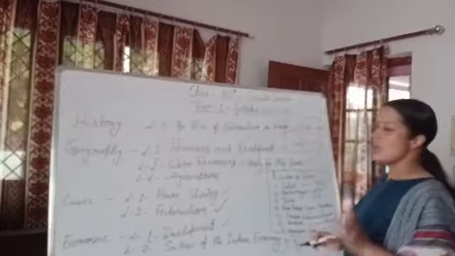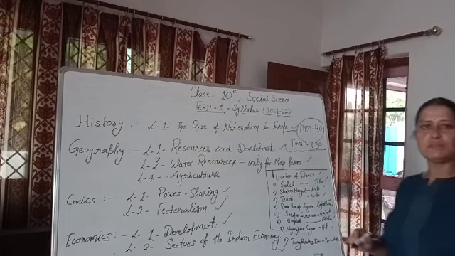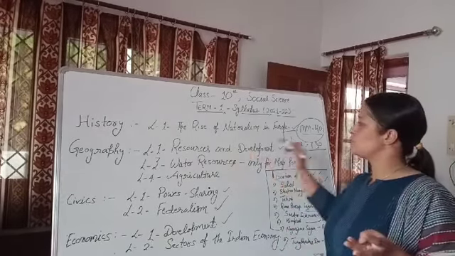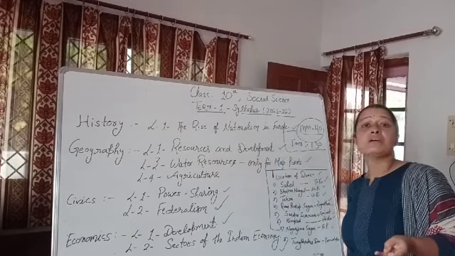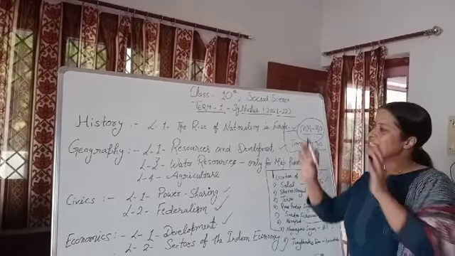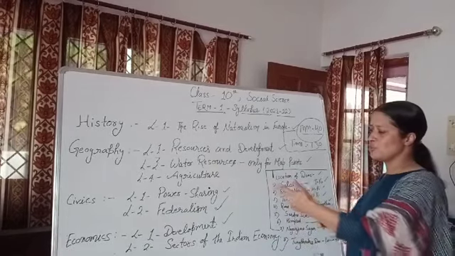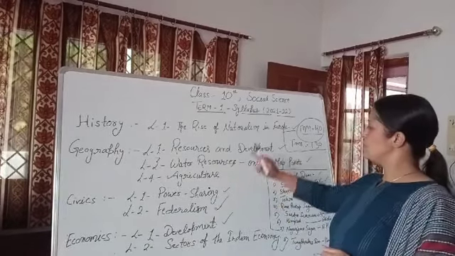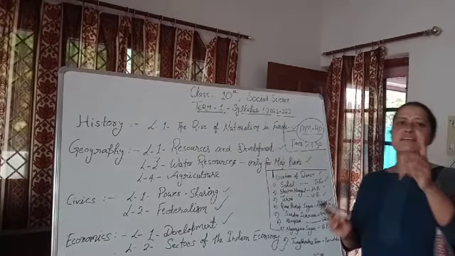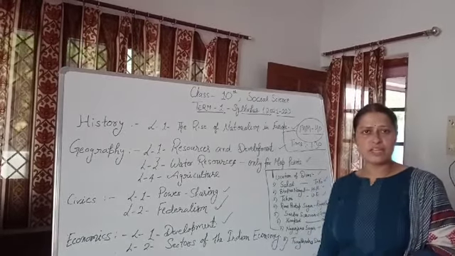Okay, so as a whole, how many chapters do you have to prepare? The first, the rise of nationalism in Europe. Okay, history, 1 chapter. Geography, theoretically 2 chapters. One is resources and development, and for agriculture and water resources only the map point. Okay, so basically 2 chapters, one is only for map point. And in civics 2 chapters, and in economics 2 chapters. 2 plus 2 plus 2, 6, and 1 for history, 7. As a theoretical portion, you can see that there are 7 chapters which you have to prepare for your term 1 examination. Okay.